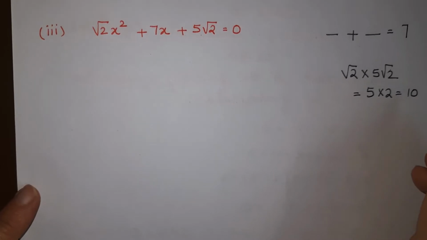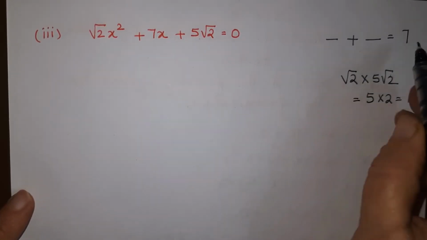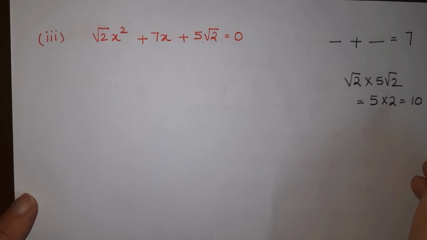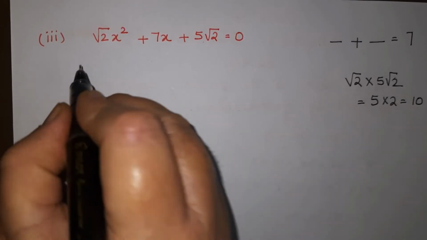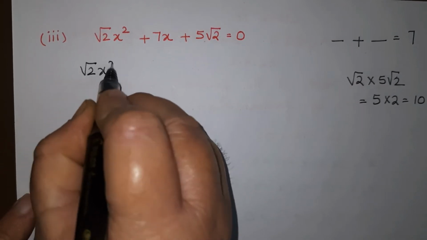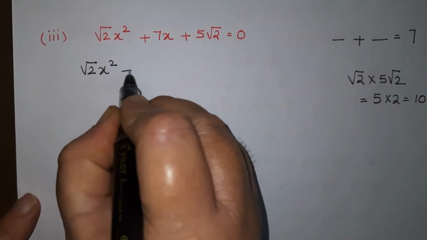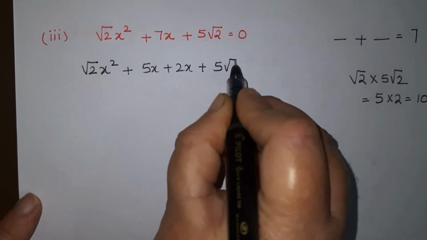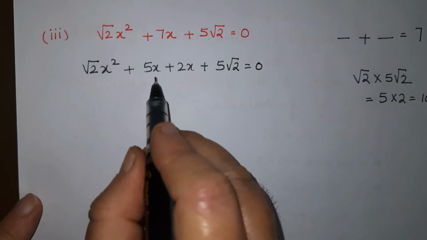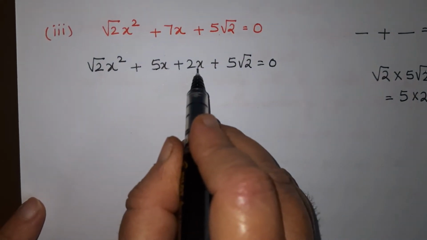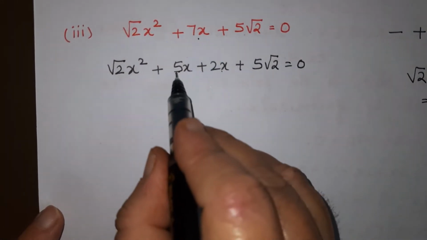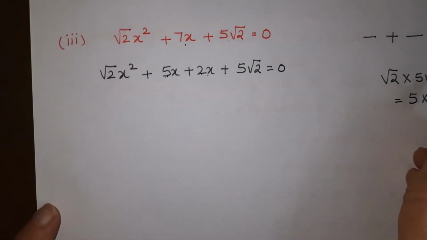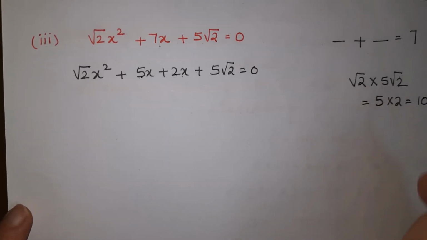So simply we want the numbers whose sum is 7 and product is 10. And the numbers are 5 and 2. So it will become √2x² + 5x + 2x + 5√2 = 0. Now see once again, 5x plus 2x is 7x and 5 multiplied by 2 is 10, and the product of √2 and 5√2 is also 10.